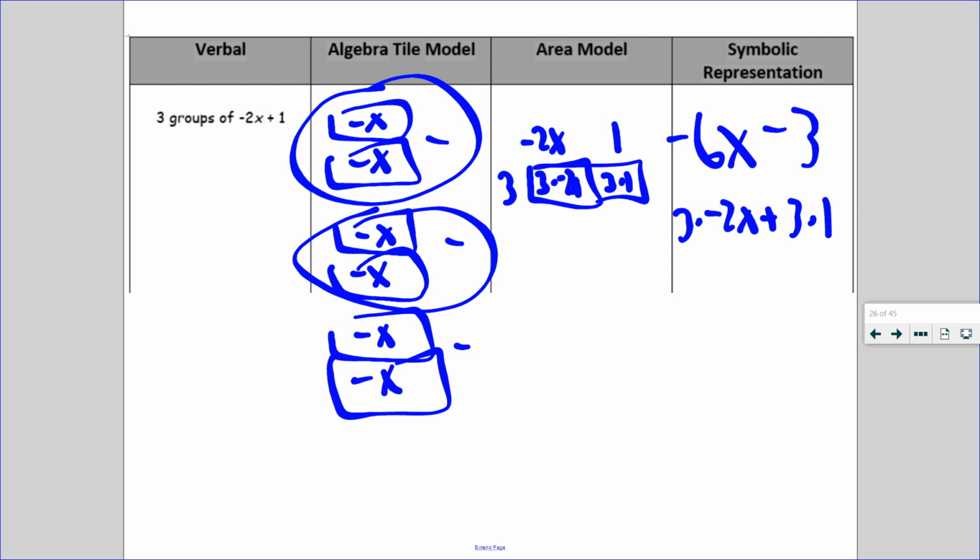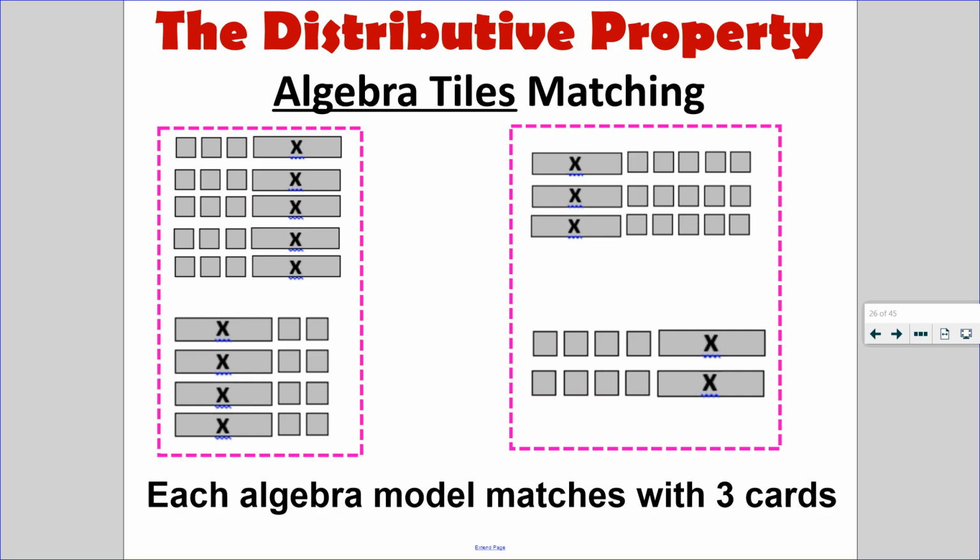Wait, stop. Let's go back here. I think I drew my algebra tile wrong. It's supposed to be negative 2x plus 1. How embarrassing. Luckily, I did the area model to check my work. That's why some kids like doing it to check their work. So I have negative 6x plus 3. So let's go back here. 3 groups of negative 2x is negative 6x plus 3 times 1 is 3. Yep.